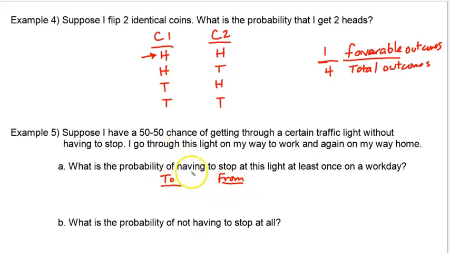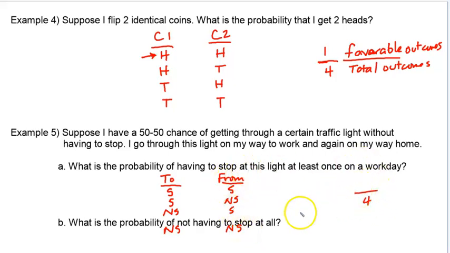Okay, so let's see all the possibilities. Going to work, maybe I had to stop in both, to and from. Or I could maybe stop going to, but not stop coming from. I may have not stopped going to, but then stopped coming from. And maybe I didn't stop either. So those are the 4 possible equally likely outcomes.